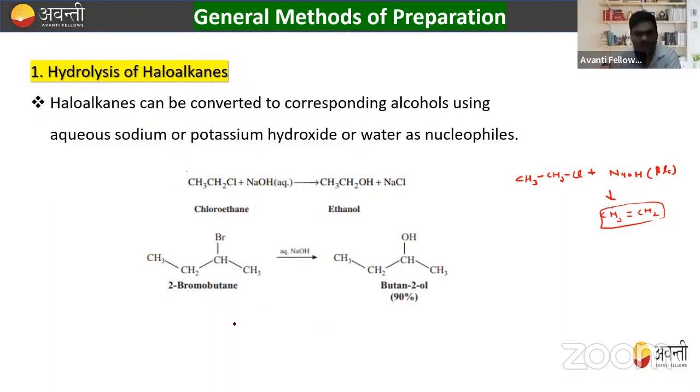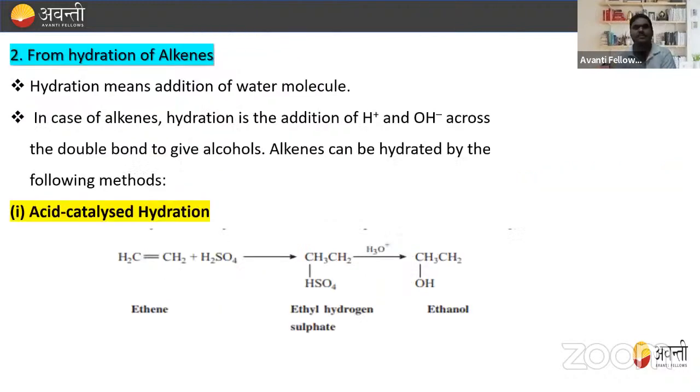Here we can also see an example of 2-bromobutane. With aqueous NaOH we will get butan-2-ol, right? So 1, 2, 3, 4. About 90% we will get this product, butan-2-ol. So this is the first method, that is, the hydrolysis of haloalkane in the presence of a strong base like NaOH.